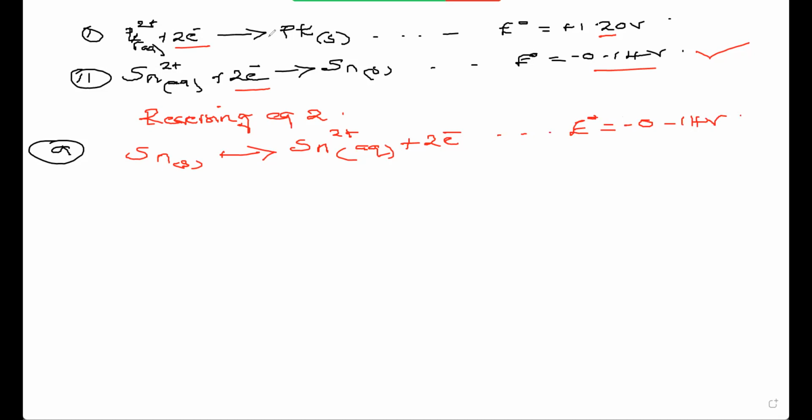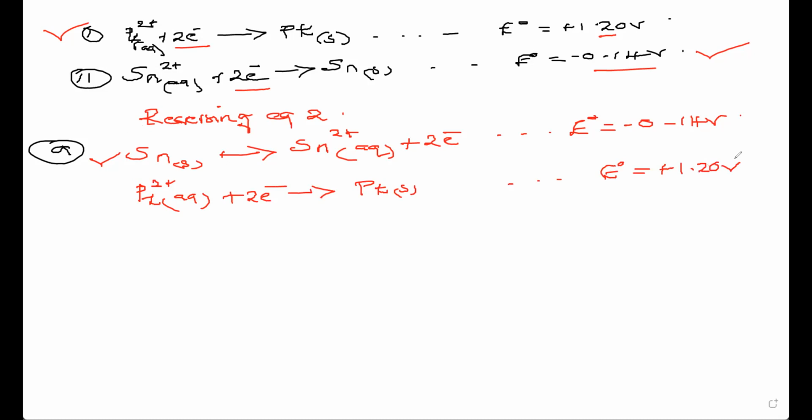Yes. All right, perfect. Now that we have reversed, we are just going to be dealing with equation 1 and the reversed reaction. If we want, we can even bring equation 1 here so that we have them close. So we have Pt2+ aqueous plus 2 electrons, you get Pt solid, and its E is positive 1.20 V.